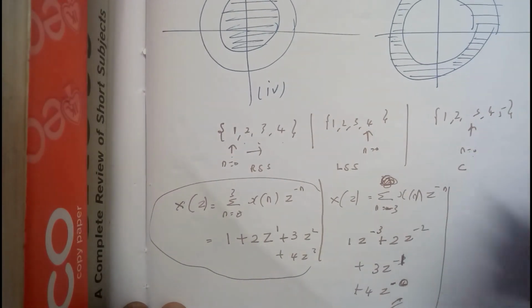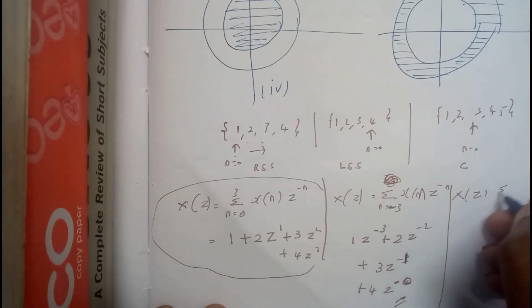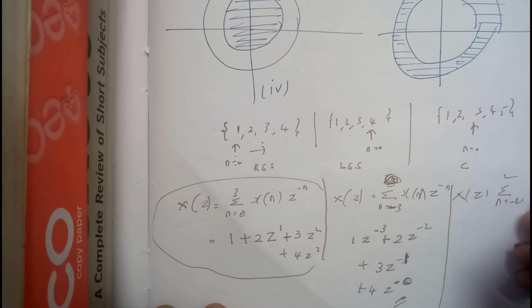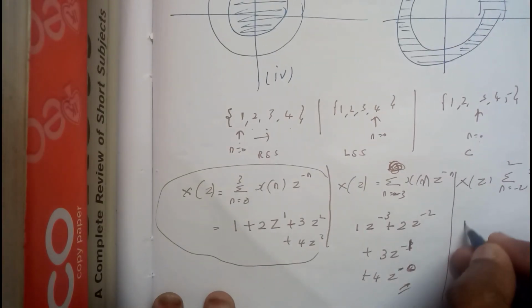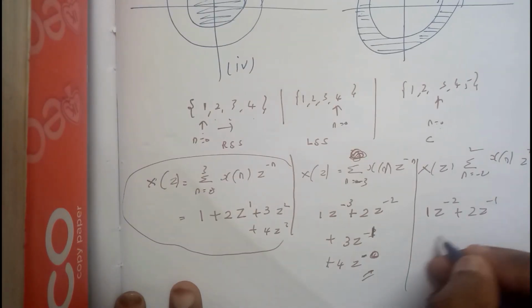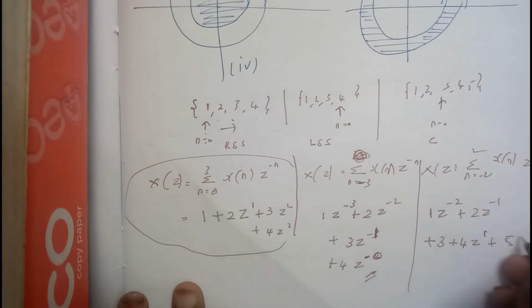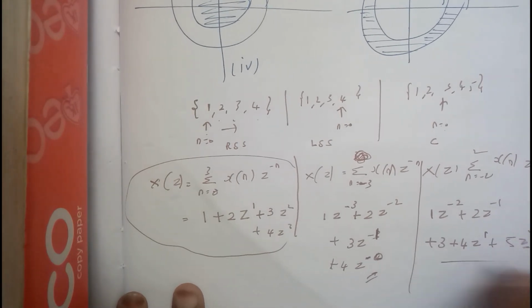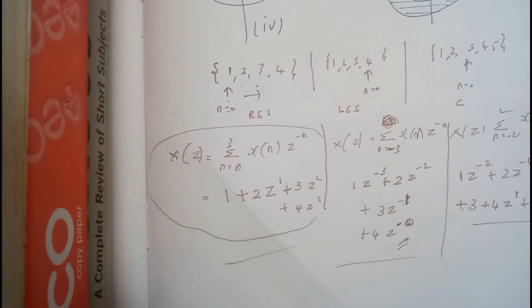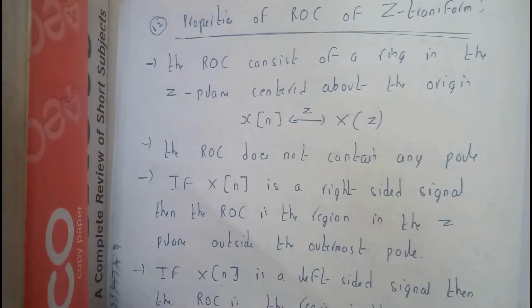The middle or two-sided signal will be in between, so it will be ranging from sigma n equals minus 2 to 2 of x of n z to the power of minus n. So the first value will be 1 into z squared, plus 2 z to the power of 1, plus 3, plus 4 z to the power of minus 1, plus 5 z to the power of minus 2. So these are the three things that we need guys. I think now everyone is clear with right-handed, left-handed and two-sided signals.